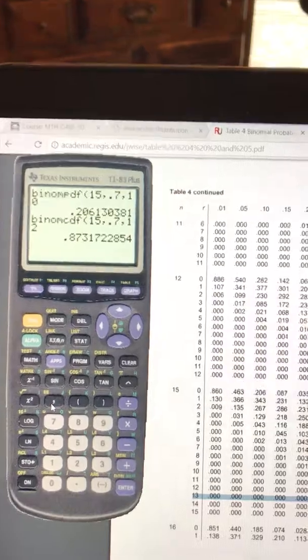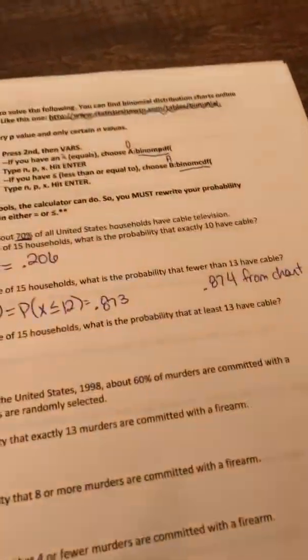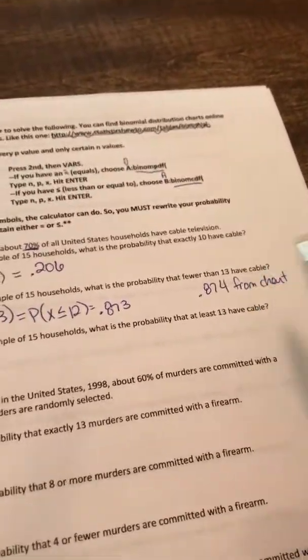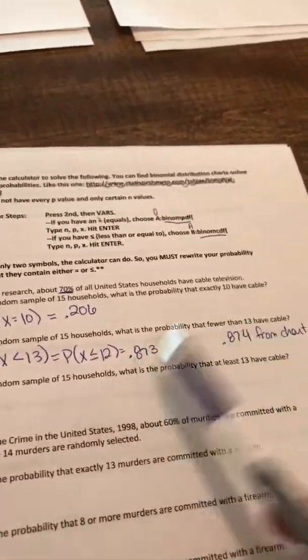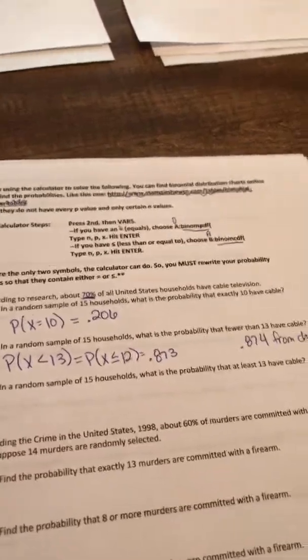So the decimal on the calculator is more accurate. If you use the chart, you would have gotten 0.874. But on homework, if you use the chart and you're one decimal off, I'm going to give it to you. You'll usually be 1 or 2 decimals off, chart or calculator, because the chart has rounded values. So either way, you get the same answer.